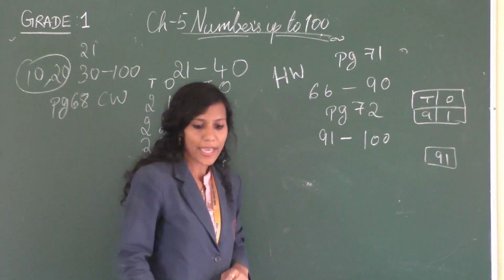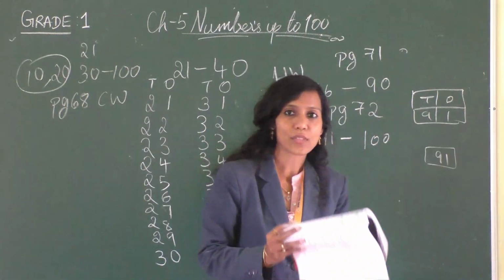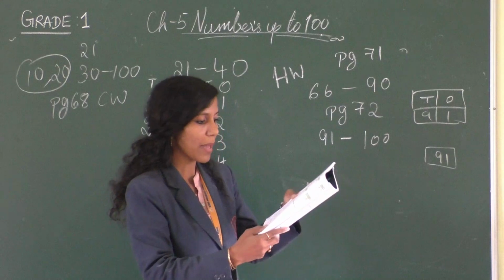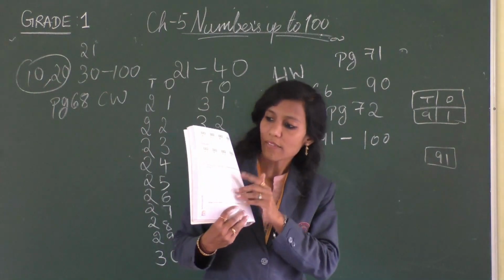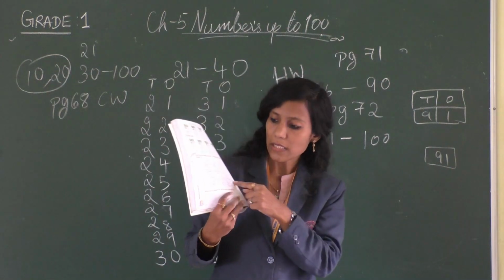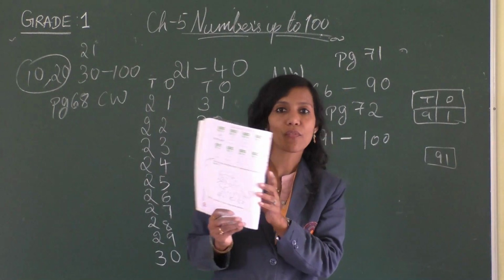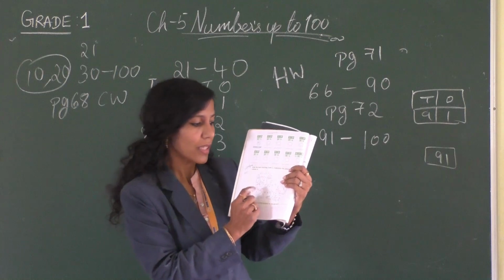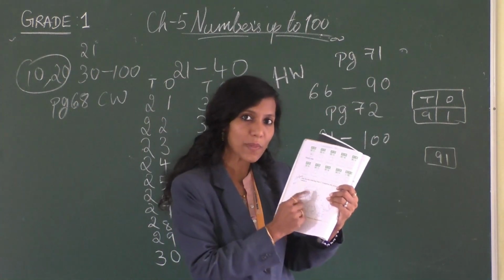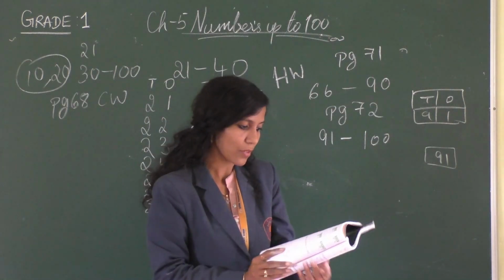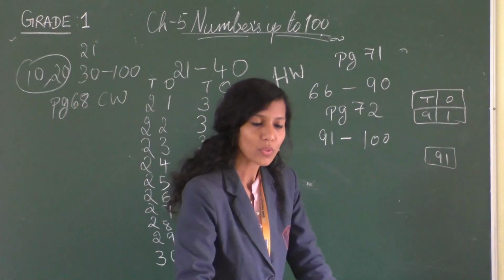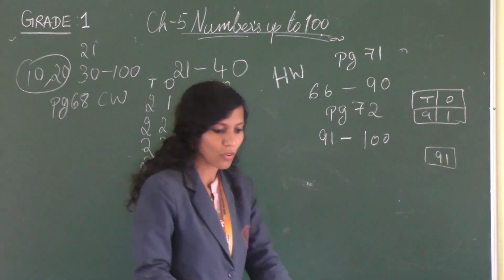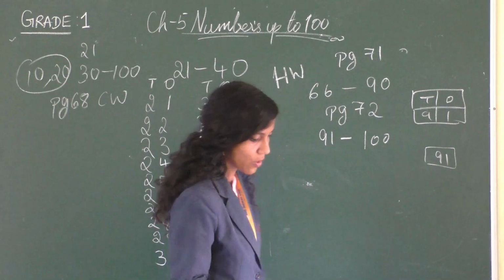Below there is one lion, from number 1 to 50. You have to join all the lines from 1 till 50. The animal which comes out, you have to write its name here, and also color it. This part is your homework.